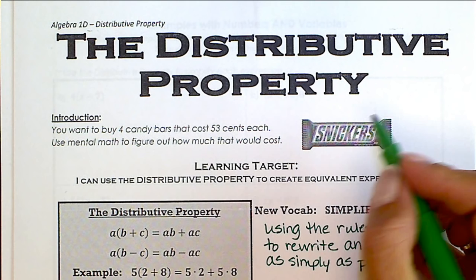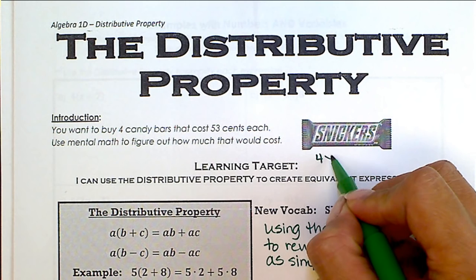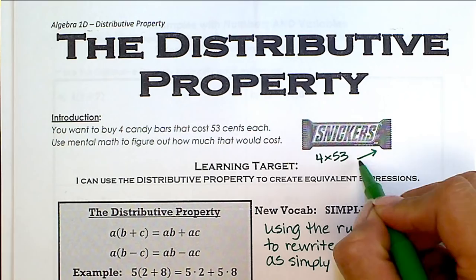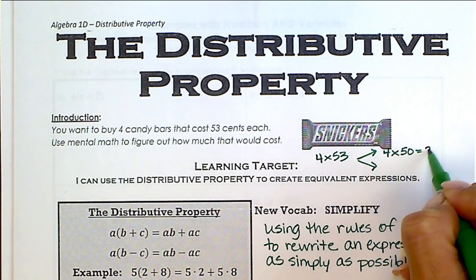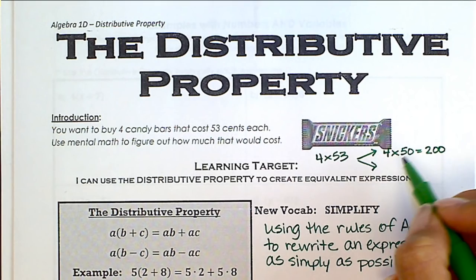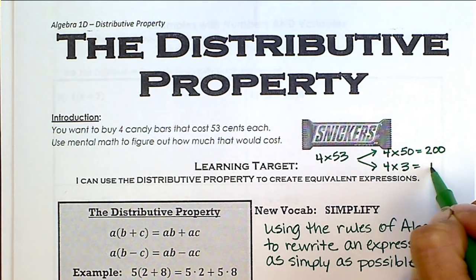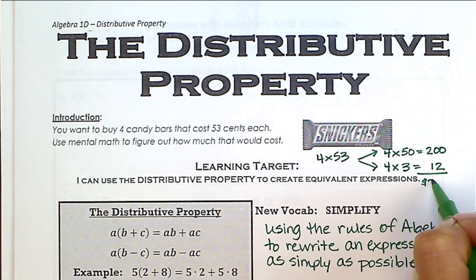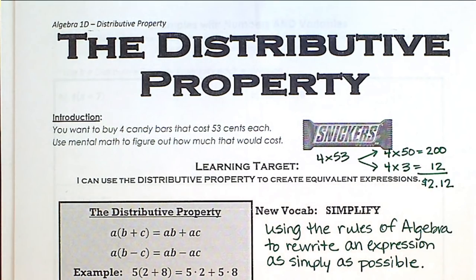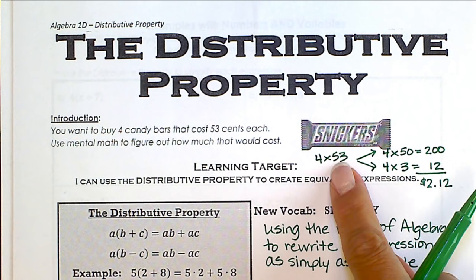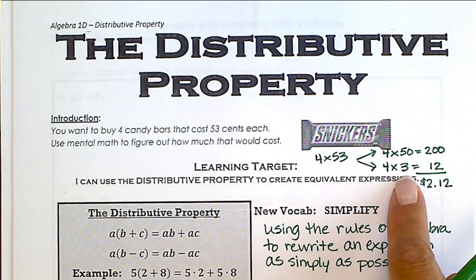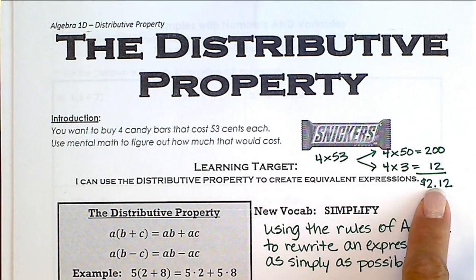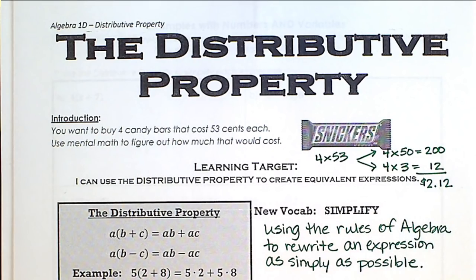Now, if you're thinking mentally 4 times 53, you could split that up mentally into two different problems. You could do 4 times 50, which we just said was 200 or $2, and then you could do 4 times 3 separately, which is 12, and then I know that the candy bars would cost $2.12. So that is one way to distribute the number 53. I'm going to split it up, distribute it into two different numbers that I can do quickly in my head to find the total. So that is similarly to what we're going to be doing with some algebra problems.